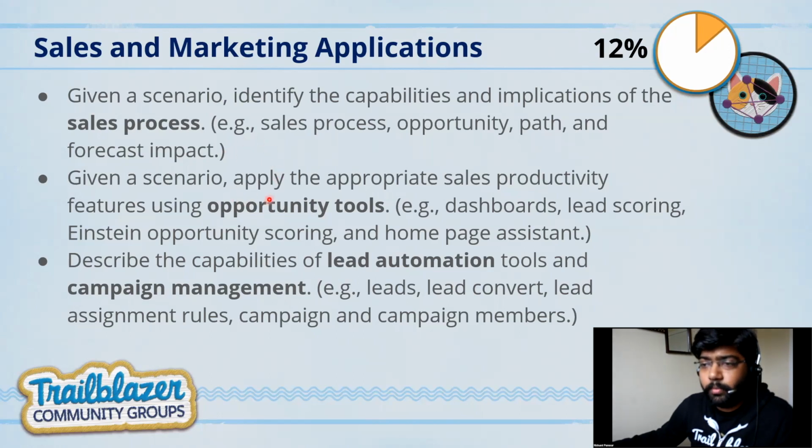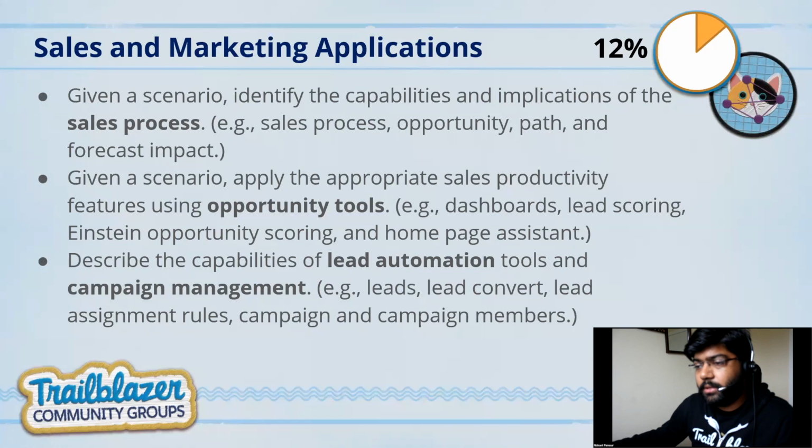Then for opportunity, there are different scorings like lead scoring, opportunity scoring, homepage assistant. All of these are also good topics to be taken care of. And then for the lead, you have lead automations like assignment rules, auto creation rule. Then you have campaigns which are for marketing. So you have campaigns and campaign members. All of these topics come under the sales and marketing applications.